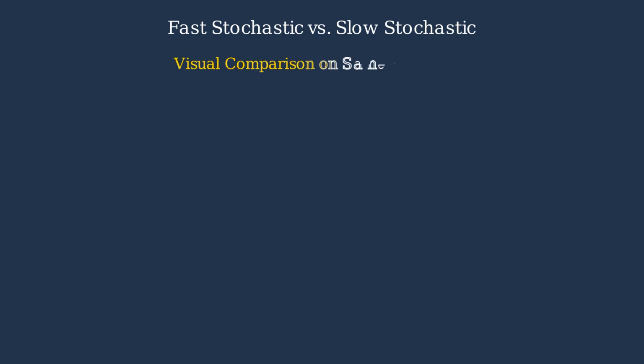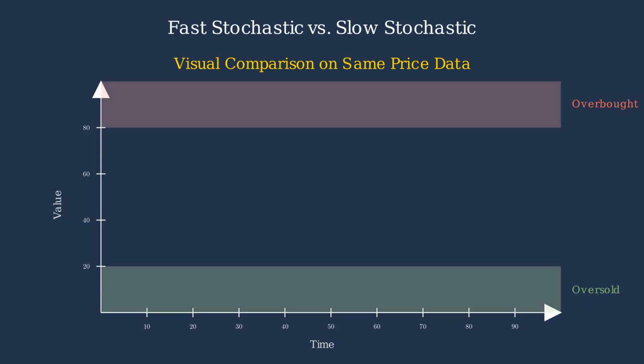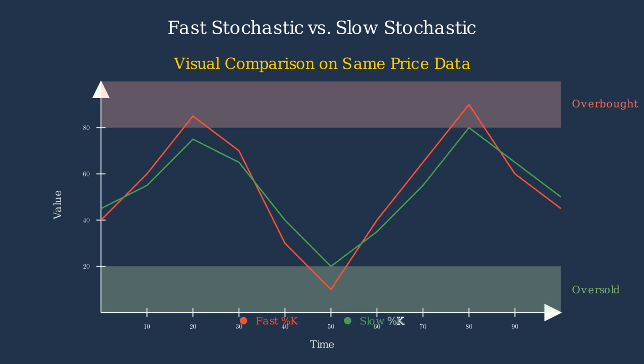Let's visualize how both indicators appear on the same price data. Note the overbought zone above 80 and oversold zone below 20. The fast stochastic, shown in red, is more responsive to price changes but generates more false signals. Notice how it moves into the overbought and oversold zones more frequently. The slow stochastic, shown in green, is smoother due to additional averaging. It stays within reasonable ranges more often, generating fewer but potentially more reliable signals.